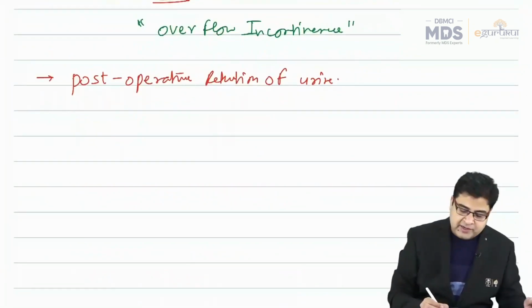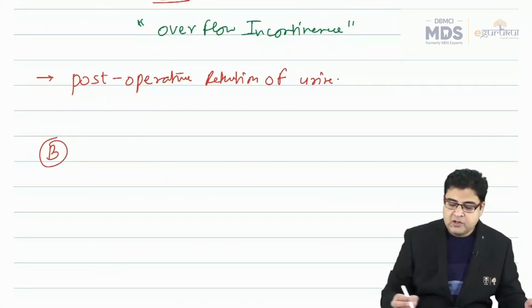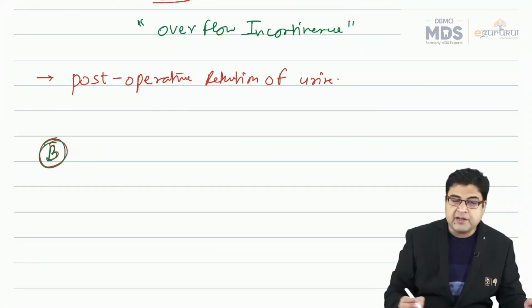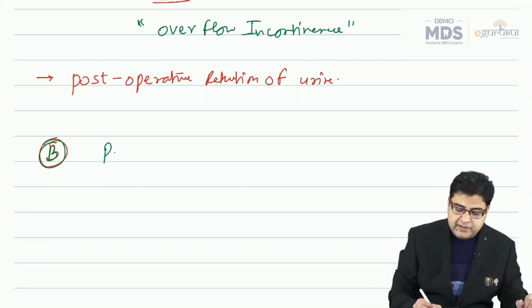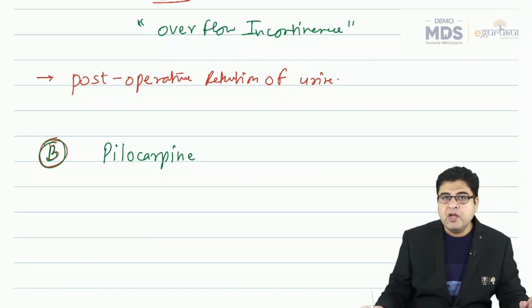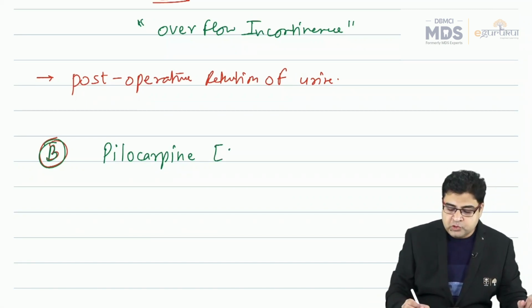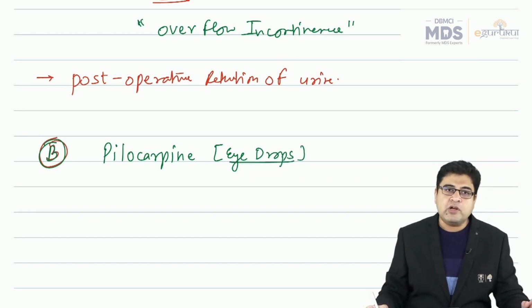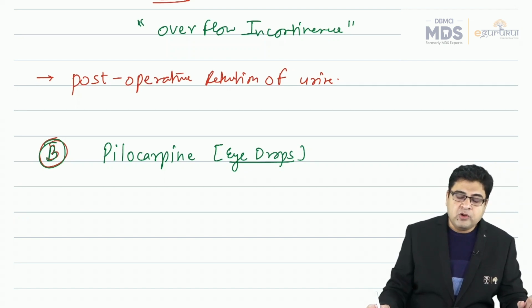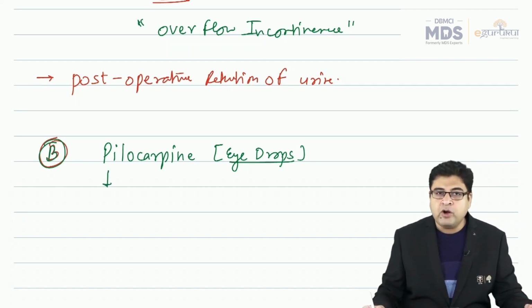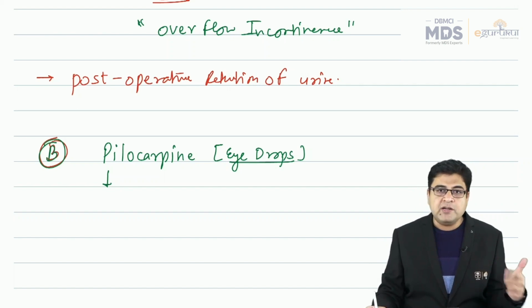Now let's move on to the second directly acting medicine. Which medicine is the second directly acting medicine? The second directly acting medicine is pilocarpine. Pilocarpine is a drug which is used in the form of eye drops. So we use pilocarpine eye drops clinically. Now what will happen when I put this pilocarpine eye drop? This medicine will again produce the DUMBBELS effect.